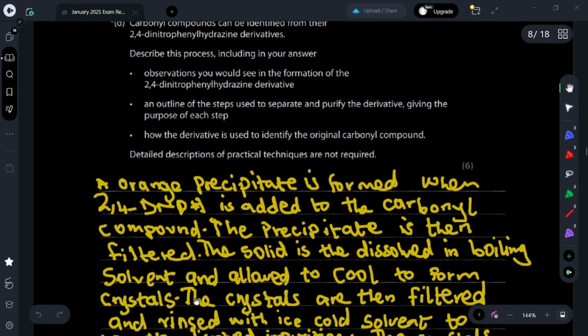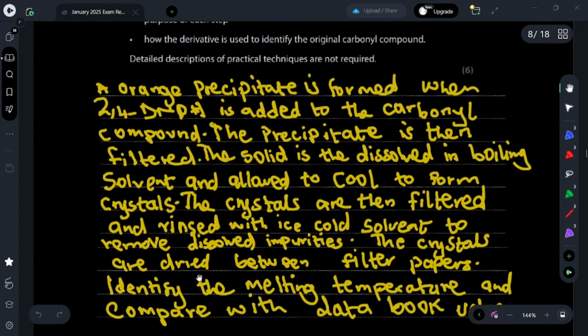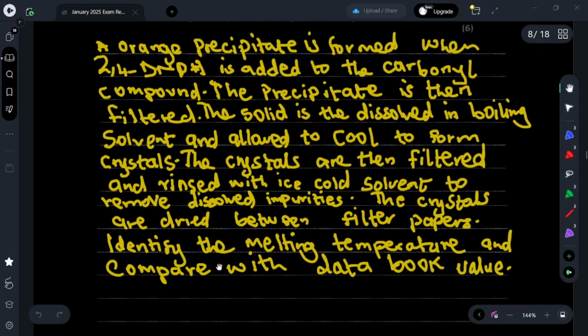And after filtering the precipitate, we dissolve it in boiling solvent. We choose a solvent and then we allow it to cool to form crystals. So then the crystals are filtered and rinsed with ice-cold solvent in order to remove any dissolved impurities. After removing the impurities, we get the crystals, we dry them between filter papers to remove the solvent, and we can identify the crystals by determining the melting temperature.